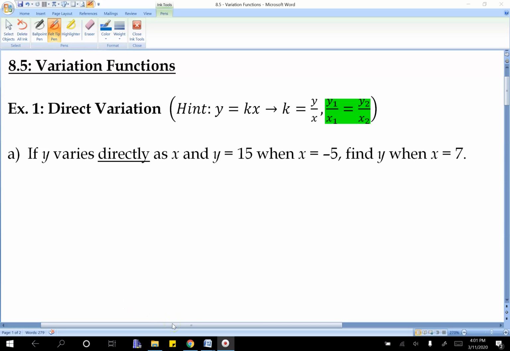We are starting 8.5 variation functions. There are only 3 examples today. It is not that bad. You should have printed this out or have Notability open at the moment. So we are dealing with direct variation, inverse variation, and joint variation. And all you need to do is memorize these green formulas here, and you should be okay.